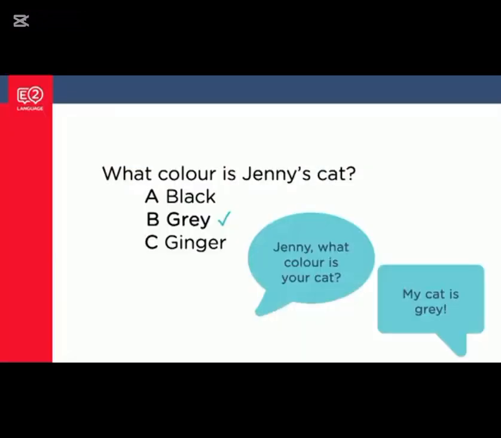So you're more likely to get a question and answer like this. Jenny, what colour is your cat? I really wanted a ginger cat, but our couch is grey, so I decided on a black one. The answer would be black. So now that we've made peace with multiple choice, let's do a practice.